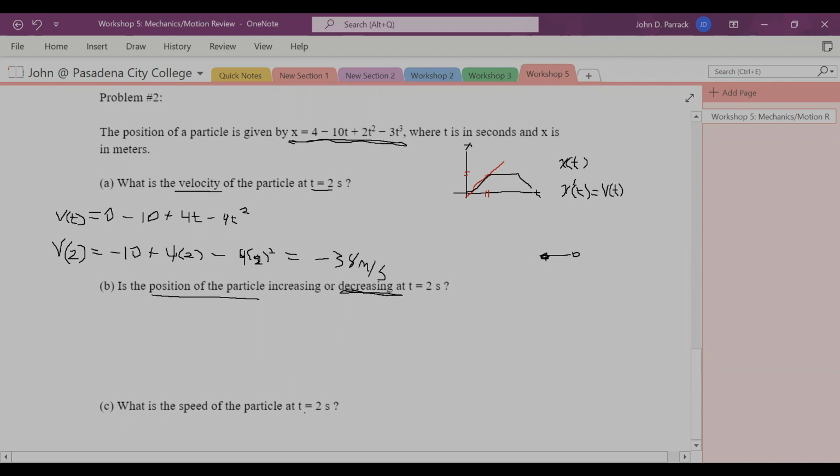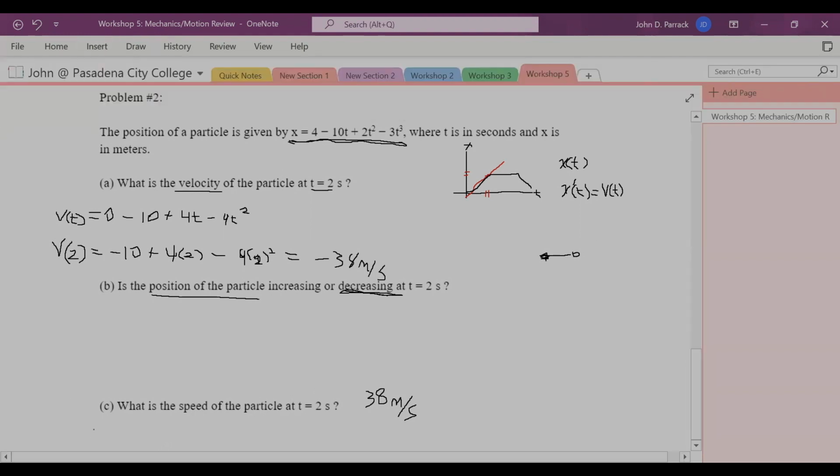What is the speed of the particle? This is just a question of vectors versus scalars. We said the velocity was negative 38. Then the speed of the particle is just the scalar version of that. It's the magnitude of the velocity, irrespective of direction. It doesn't say in a negative direction. It just says it's 38 meters per second. And we're done with that one.